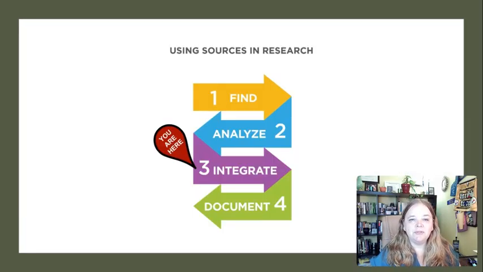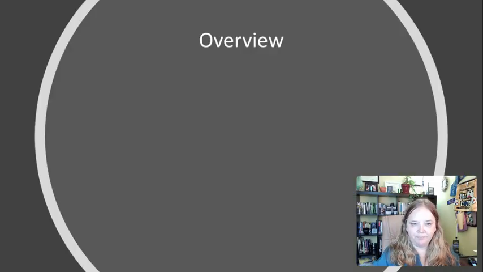So when you use sources in research, there are some steps that you need to take to get that information from the research into your paper in a cohesive way that helps support your argument. Obviously, you're finding the research and analyzing it. And now you're on step 3, which is the integration step, where you need to make sure that you're using that research to help build your argument and make your point really strong.